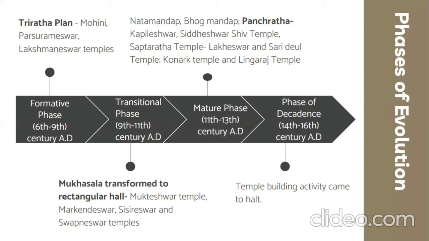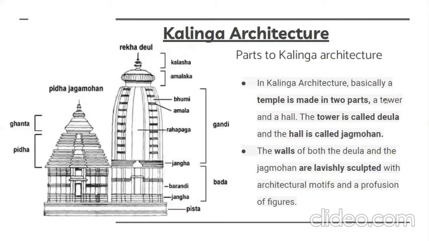Next, it is followed by the mature phase, which dates back to the 11th to 13th century AD. The Bhog Mandapa and the Nat Mandapa were introduced in this phase, and the temples were mostly in the form of Pancharatha plan. The fourth phase is the phase of decadence, where the temple activities come to a halt. Moving ahead, now we will throw some light on the style of architecture of these temples.